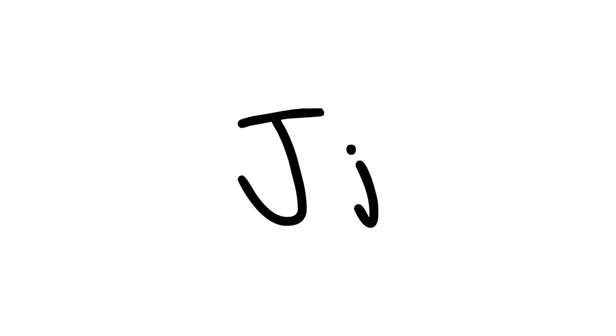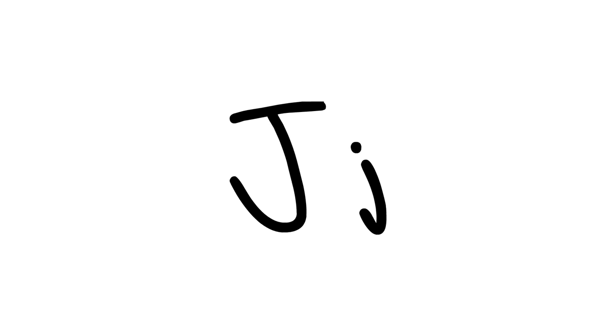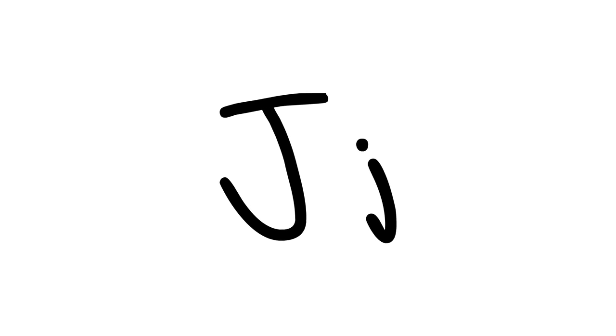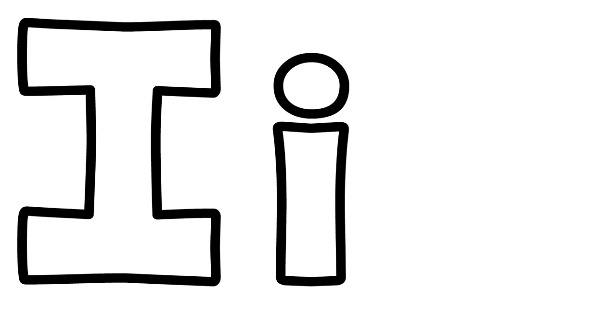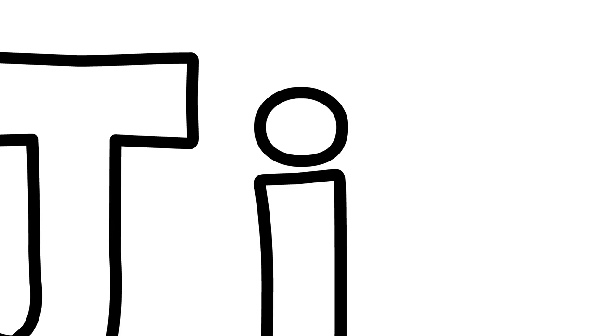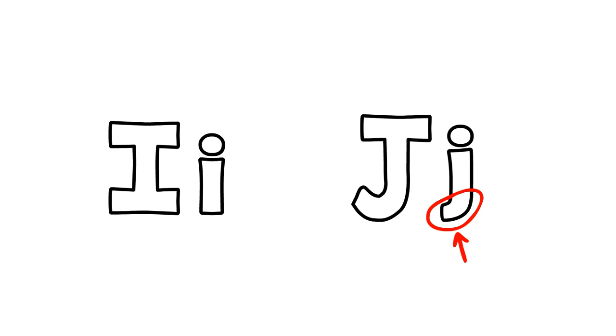14. J. Don't get me wrong, J is lovely, but it may just be the most unoriginal letter of all time. Do you know how the lowercase J came into existence? It looked to the left, saw lowercase I, and was like, yo, I gotta get me some of that, but let me just grow a dumbass tail so that no one will ever know. Well, I know, J. I know.